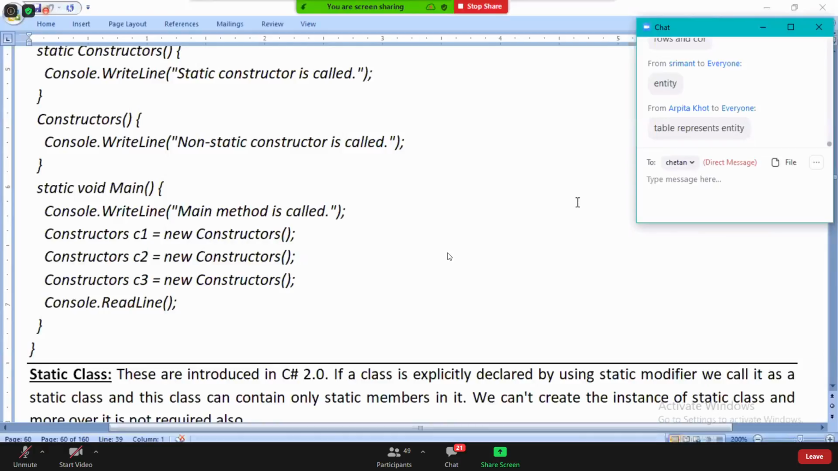Entity. Yeah, this is what we learned. What does a table represent? A table represents an entity. Are you clear?